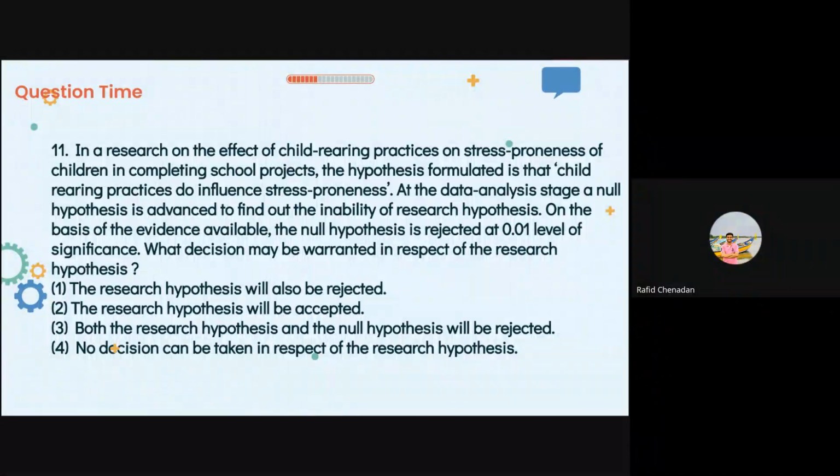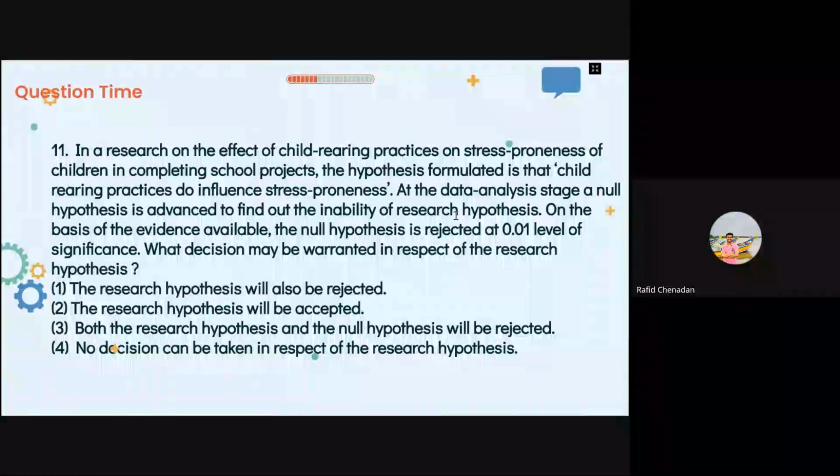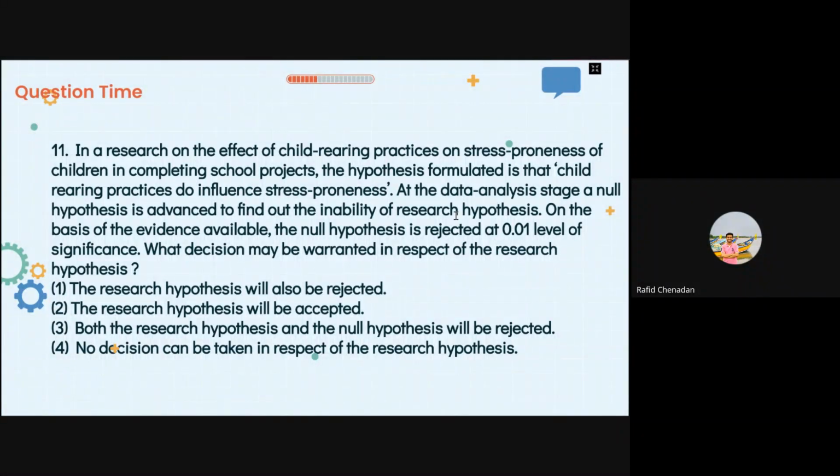Okay, it's our final question, and we'll have just one or two pages, and we'll conclude. So please give your answer. In a research on the effect of child rearing practices on stress proneness of children in completing school projects, the hypothesis is that child rearing practices do influence stress proneness.